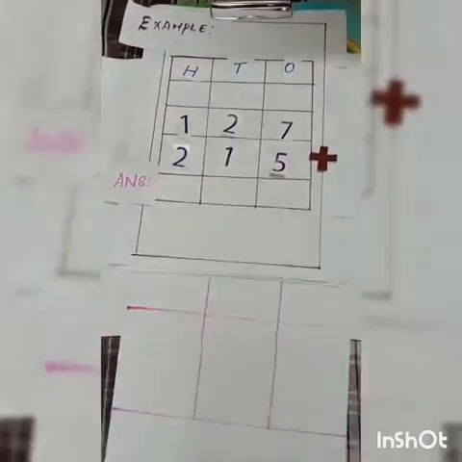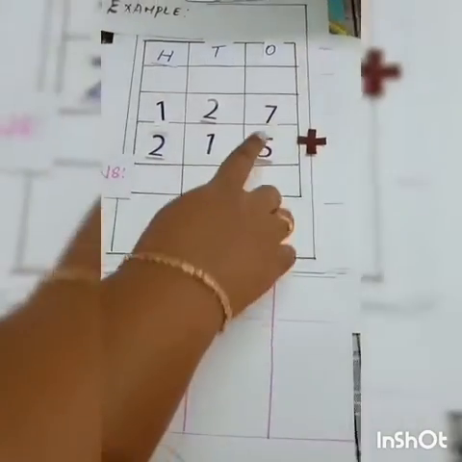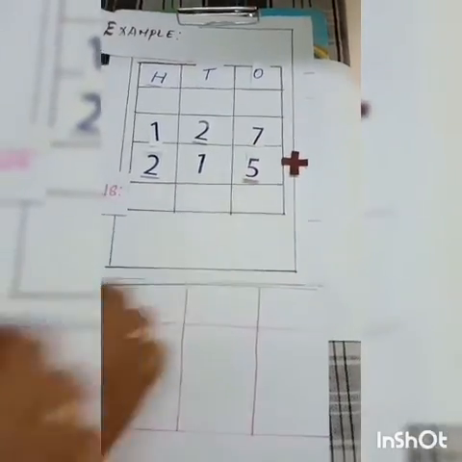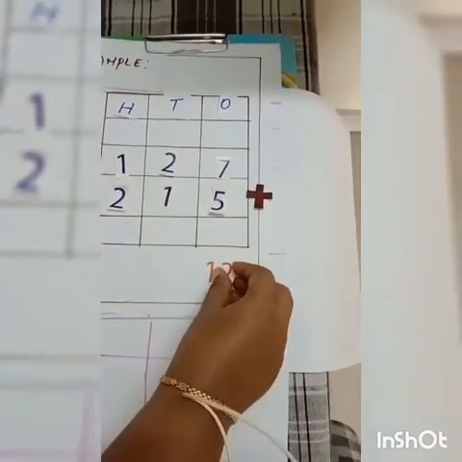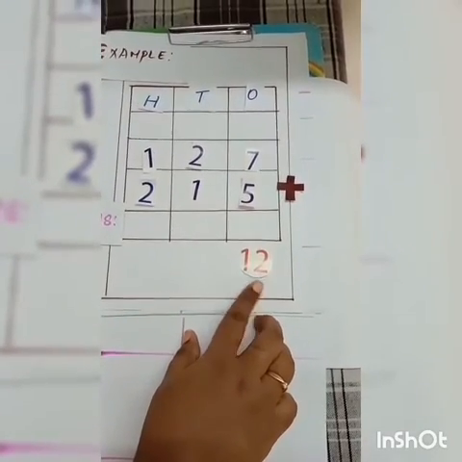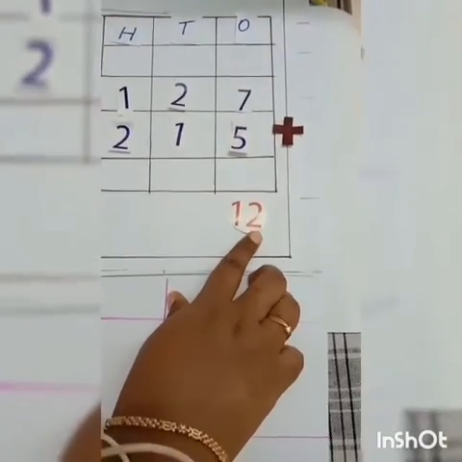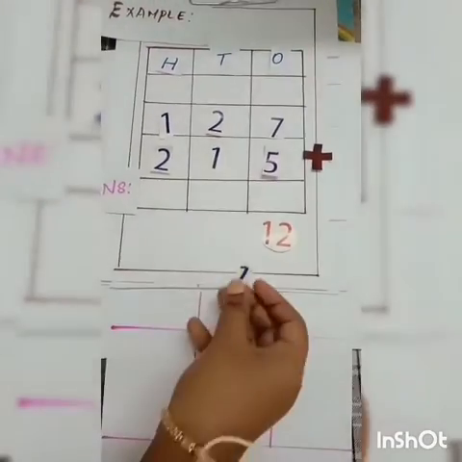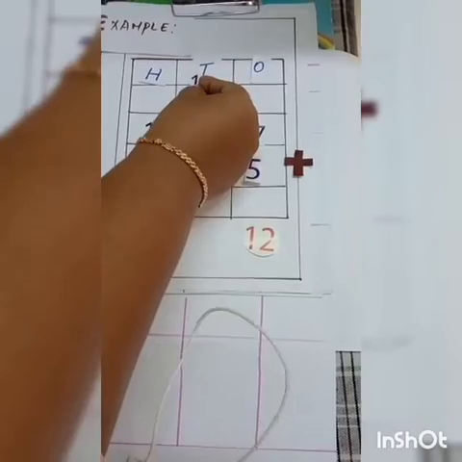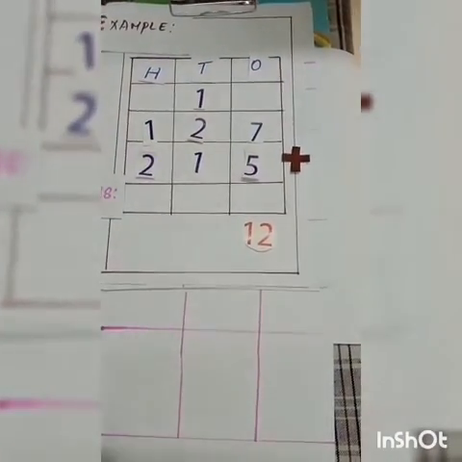Step 2. Add the digits in the ones column. That is 7 plus 5 is equal to 12. Regroup 12 ones, that is 12 ones is equal to 1 ten and 2 ones. Carry 1 ten to the tens column and write 2 in the ones column.